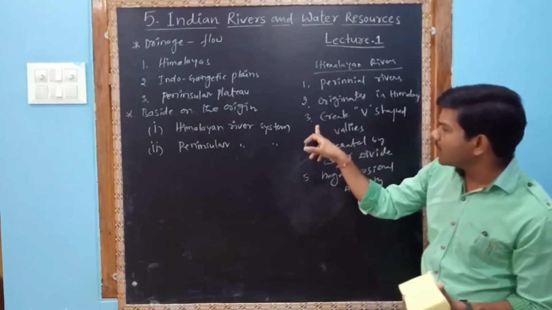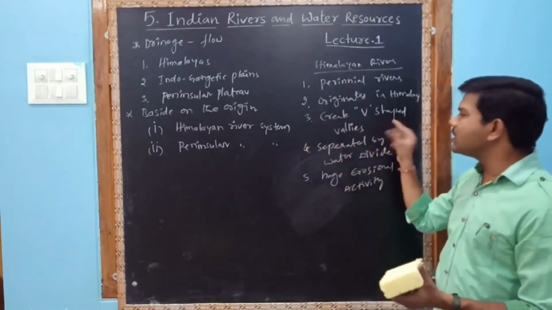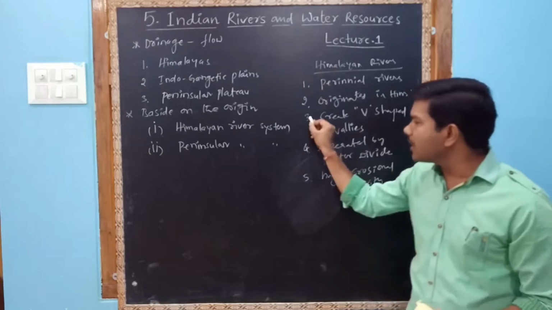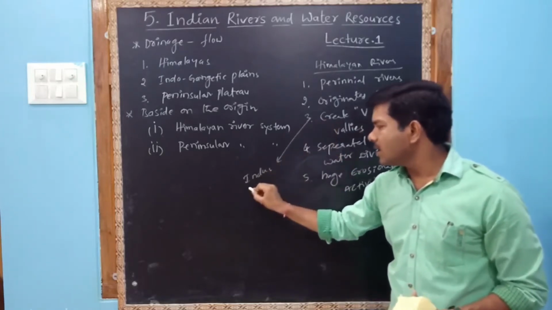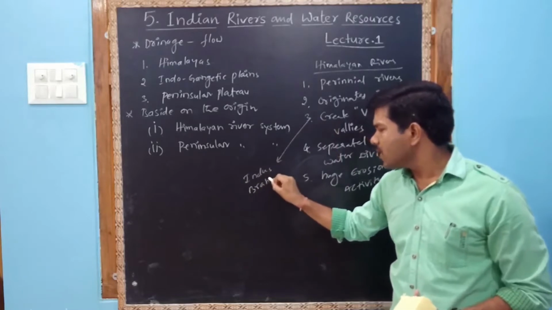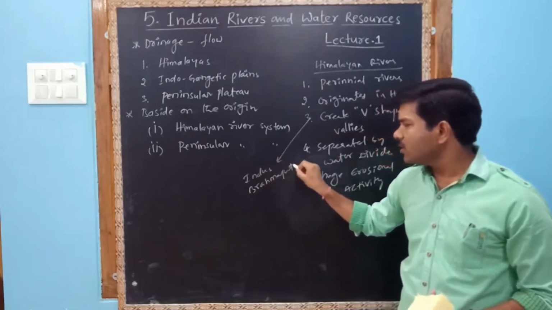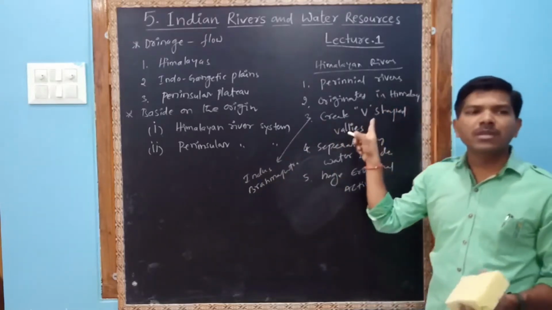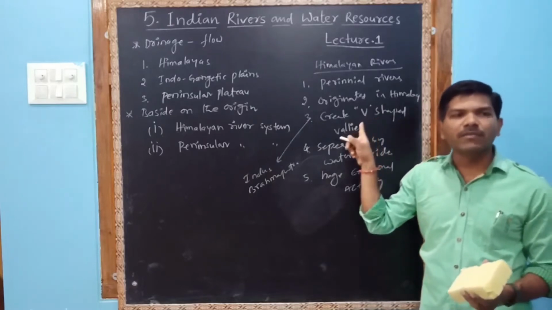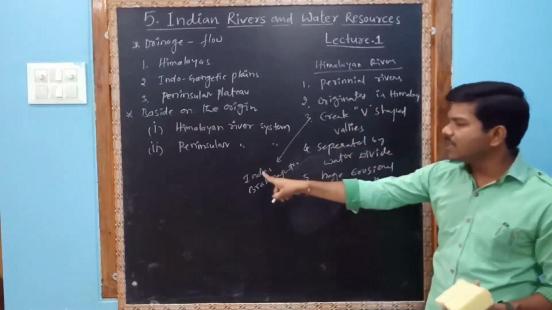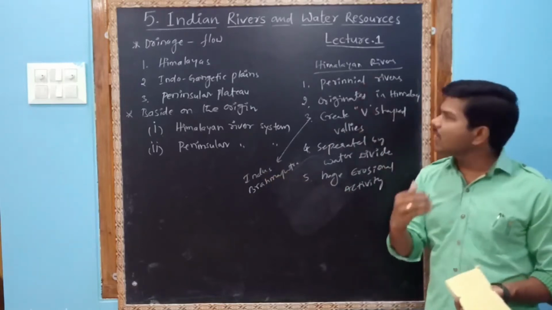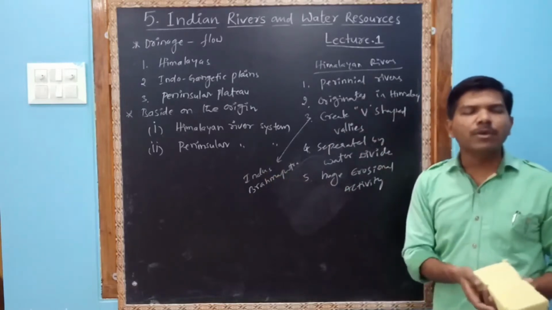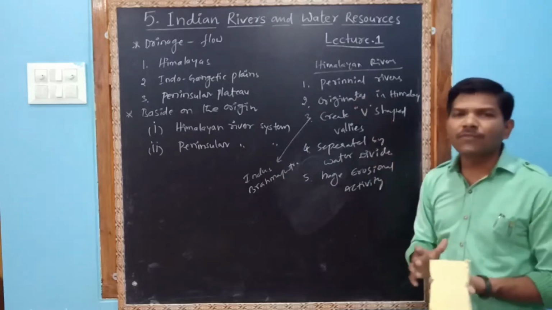Mostly, as I wrote in the third point, they create V-shaped valleys. Especially, V-shaped valleys are created by the Indus River and the Brahmaputra River. These two rivers create most of the V-shaped valleys. So this is about Himalayan rivers. Himalayan rivers are perennial because of continuous flow. Why continuous flow?